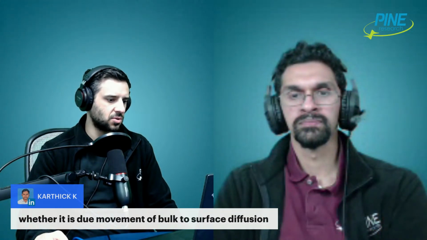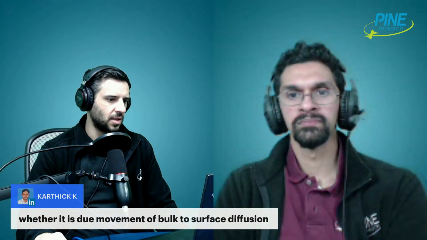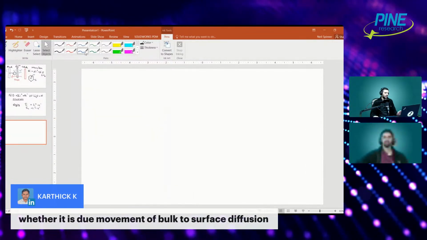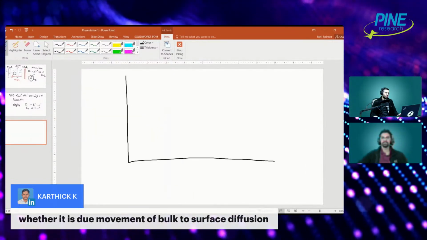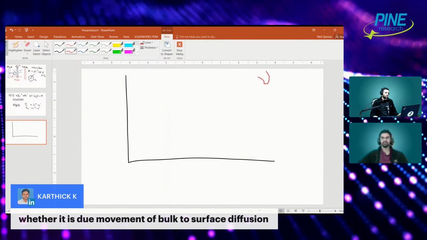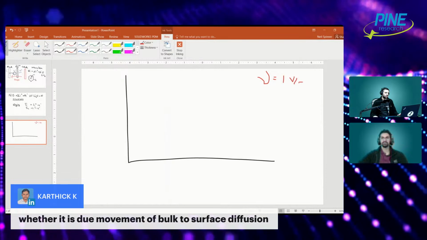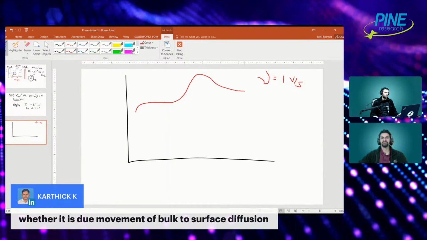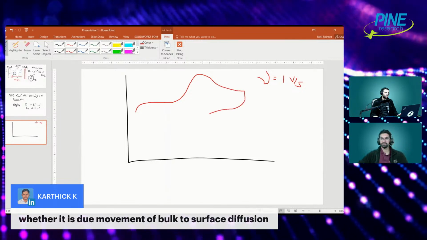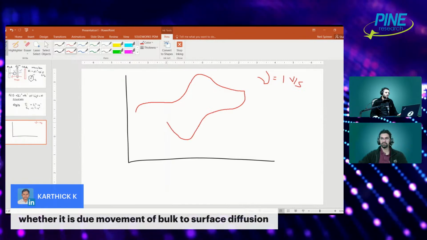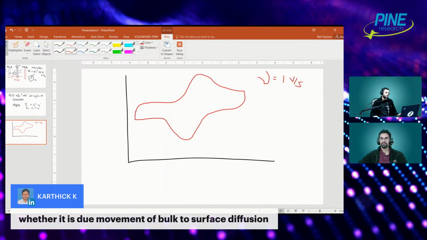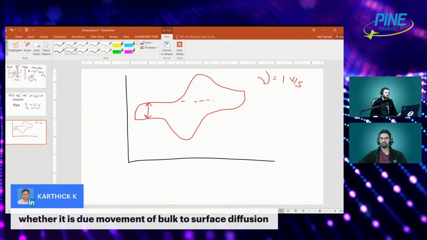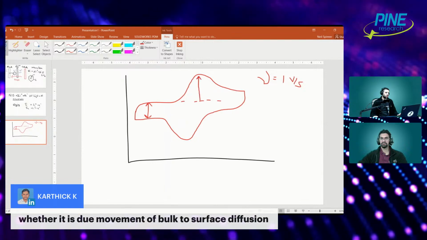So in the most extreme, I'll try to draw this in a way that might make sense. I guess if you were to scan 1 volt per second, really, really fast, you get something like a really wide gap. So this is wide. This is the capacitive gap, right? And the peak will be some large peak, and it's larger for fast scan rates.